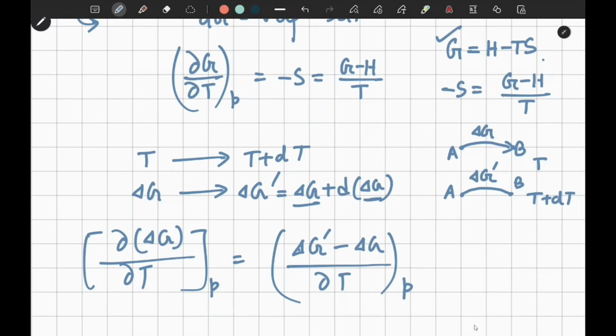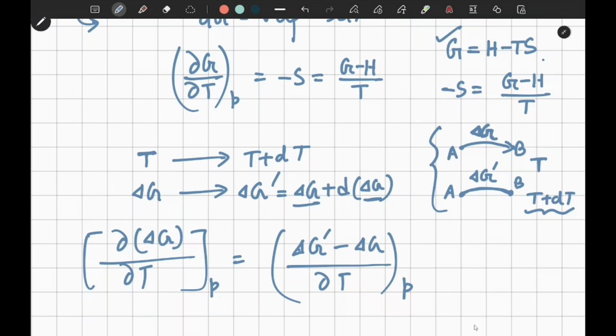Now, this is for changing G, but we know that in thermodynamics we always deal with delta G. So delta G is important here. Let's consider a process A to B. This change occurred at a temperature T, and for this change, the change in Gibbs energy is delta G. But if you perform the same process at another temperature T plus dT, then the change in Gibbs energy will be a different quantity, that is delta G prime.